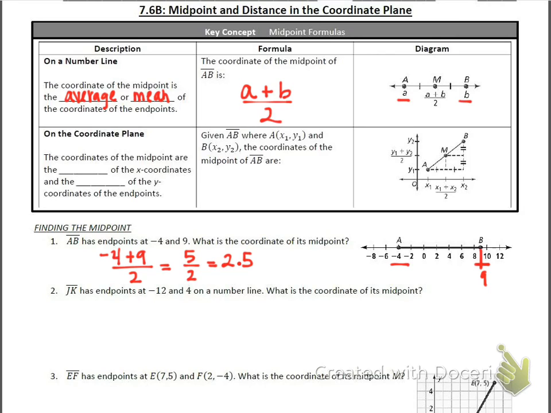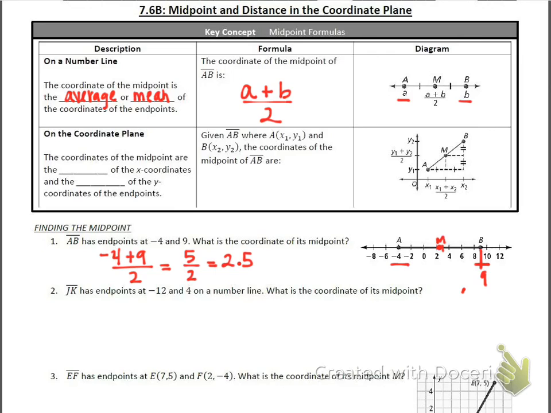So 2.5, that's 3, so 2.5 would be right in the middle. And let's label it M. Okay? So the midpoint is at 2.5. And that's a coordinate. It's not a distance. Okay, so I want you guys to make sure you're aware of that. It is a coordinate, not a distance. Okay, so then what about on the coordinate plane?